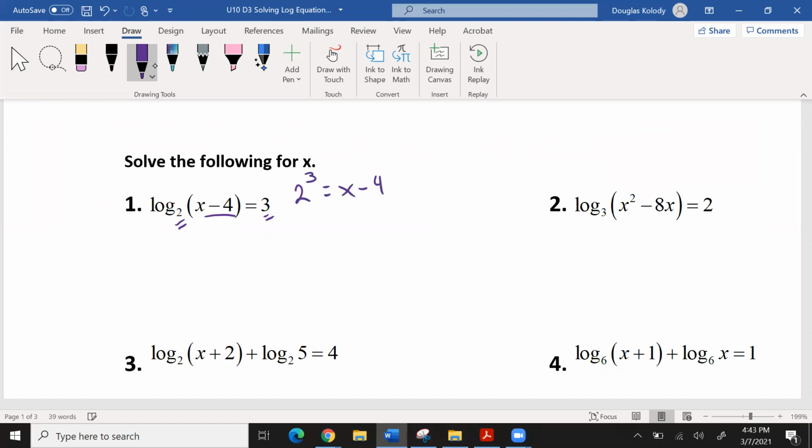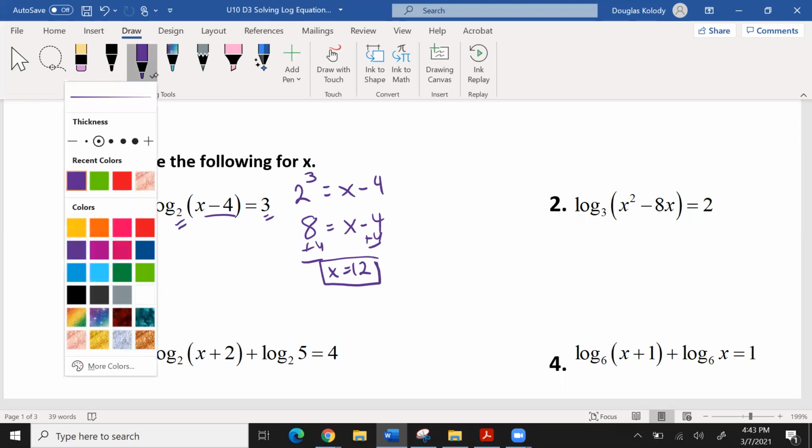And you should be done with it. That's how quickly the translation should go. If it's not that quick, you need to practice more. 2 cubed is 8. 8 equals x minus 4. Add 4 to both sides. x equals 12 is my potential result.